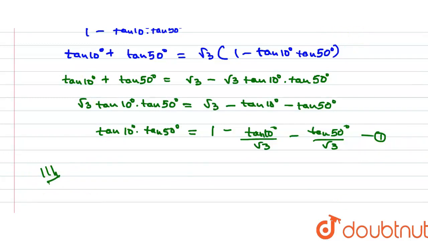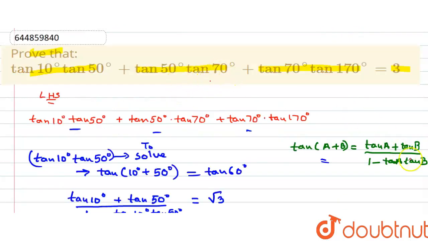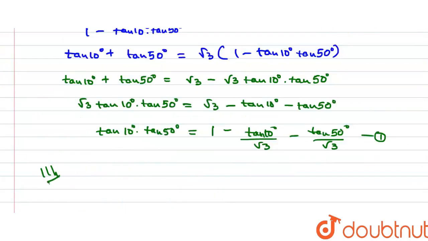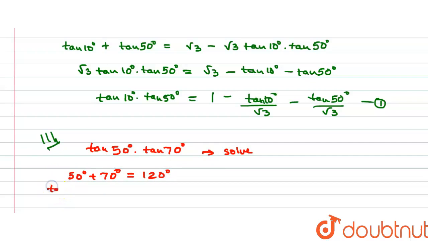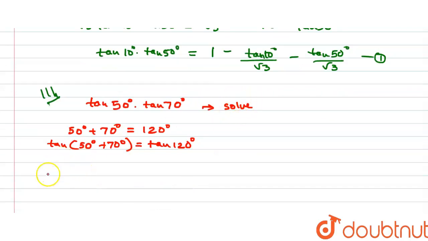So we have the other term as tan 50 into tan 70. Let us solve similarly for the second term, that is tan 50 degree into tan 70 degree. Here we can see that 50 degree plus 70 degree is equal to 120 degree. So if I take tan on both sides, tan of 50 plus 70 will be equal to tan of 120 degree. Now let us solve more. Using the tan A plus B formula, we will just expand it.